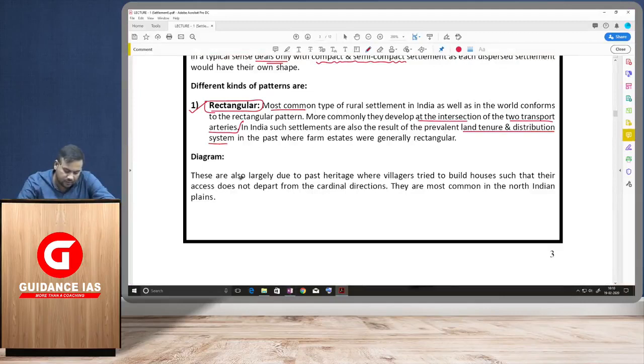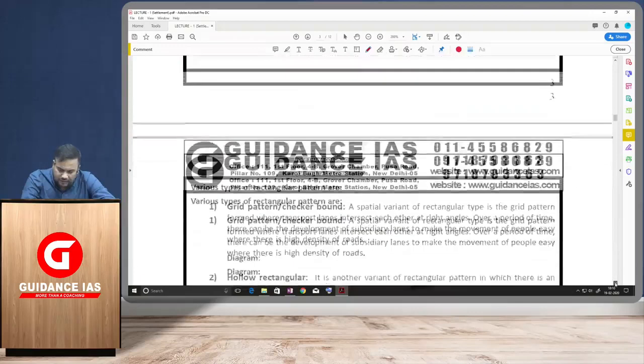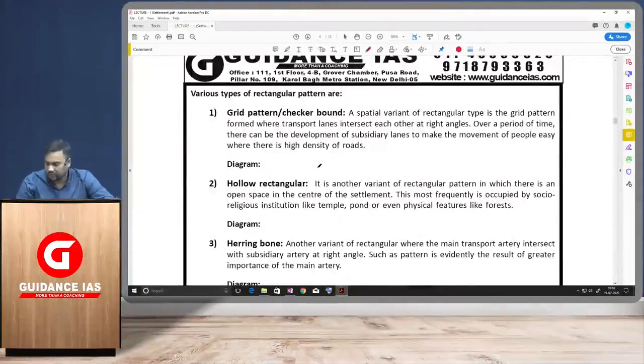So these are also largely due to the past heritage, where villagers tried to build houses such that their axis does not depart from the cardinal directions. They are most common in the North Indian plains. Not only in the North Indian plains, you can understand rectangular patterns are the most common forms of pattern. Now there are various variants of rectangular pattern.